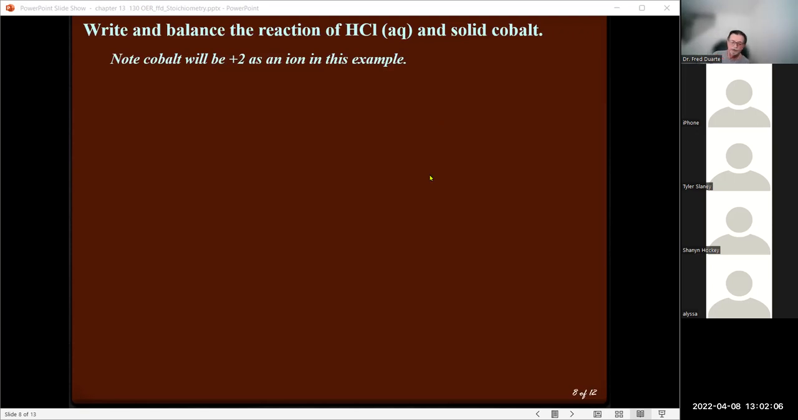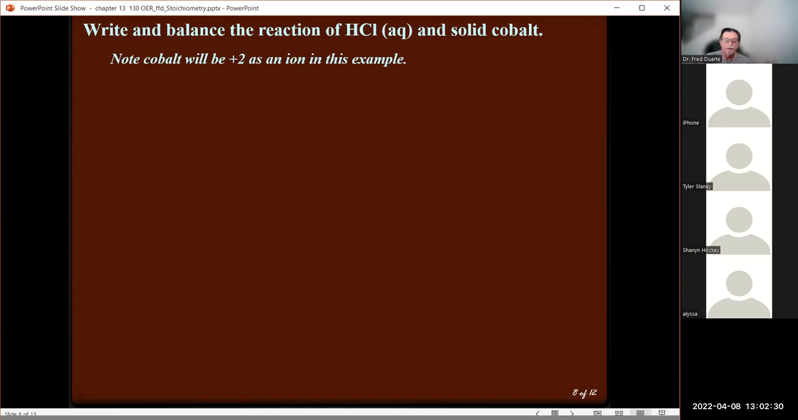All right, well, let's do some word problems, and we're going to kind of put everything together. All right, so here the question says, write and balance the reaction of hydrochloric acid and solid cobalt, okay? Solid cobalt. Well, this is a very good reaction.